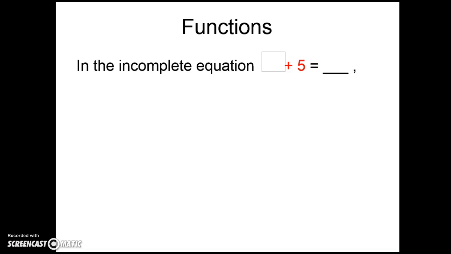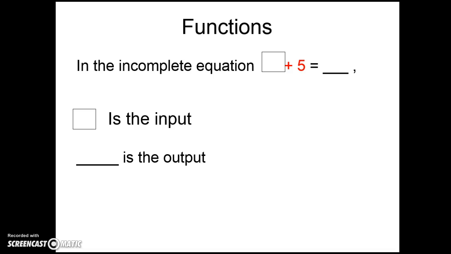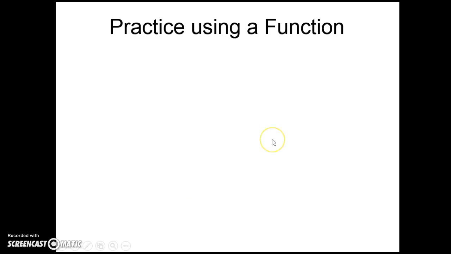In the incomplete equation blank plus 5 equals blank, we know that the square box is the actual input. The line at the end of the equation would be your answer or the output. And finally, plus 5 is the rule. Typically in algebra, we do not have this rule. We have to understand what the rule is by applying some strategies and then apply the rule.